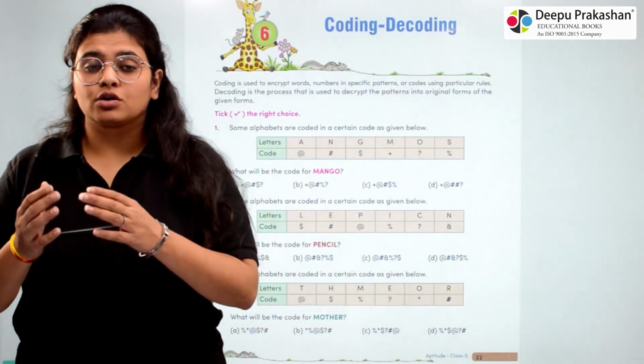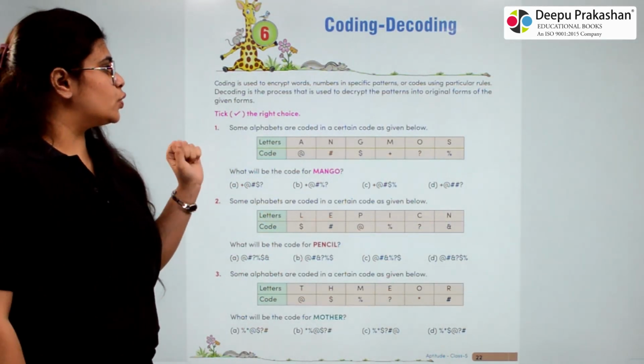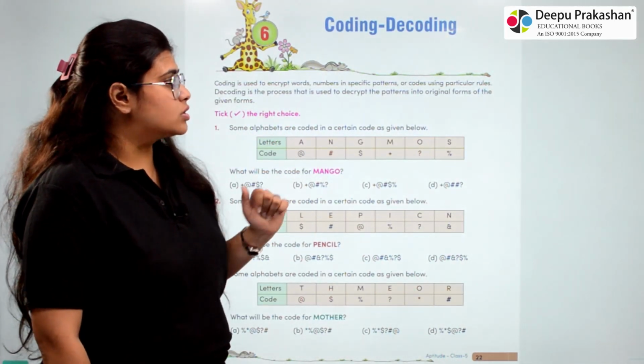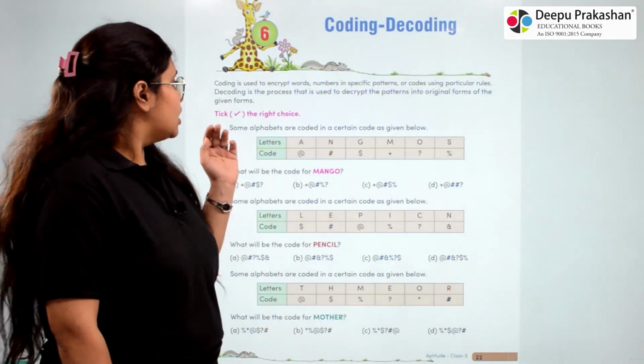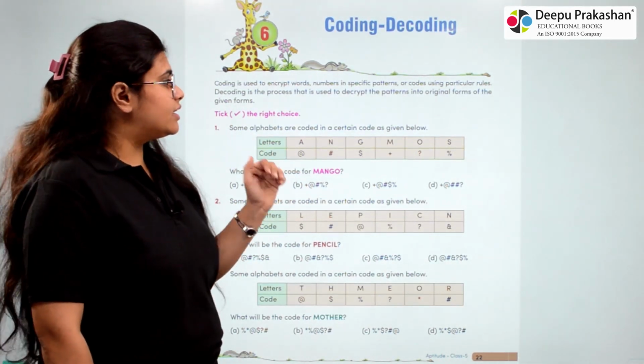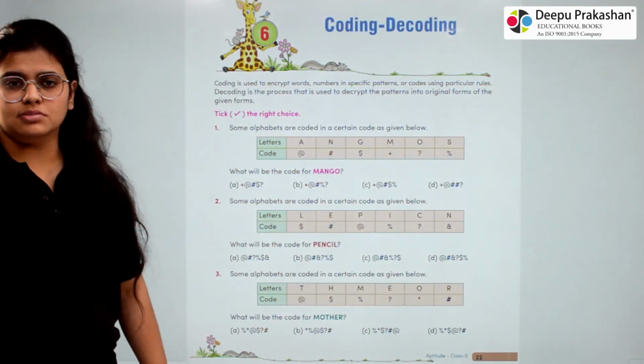Chapter 6 Coding Decoding. Coding is used to encrypt words, numbers in specific patterns or codes using particular rules. Decoding is the process that is used to de-encrypt the patterns into original forms of the given forms.